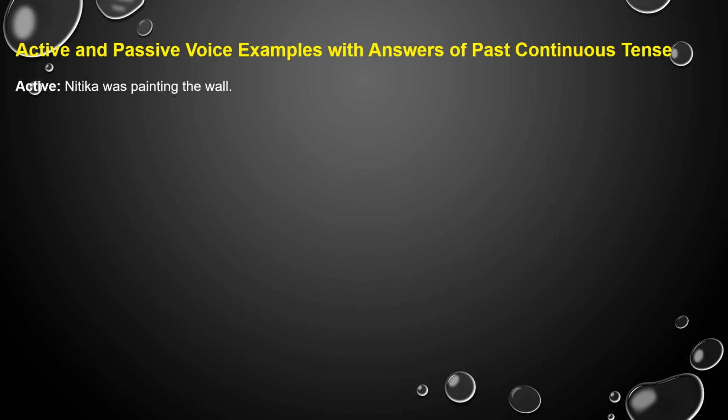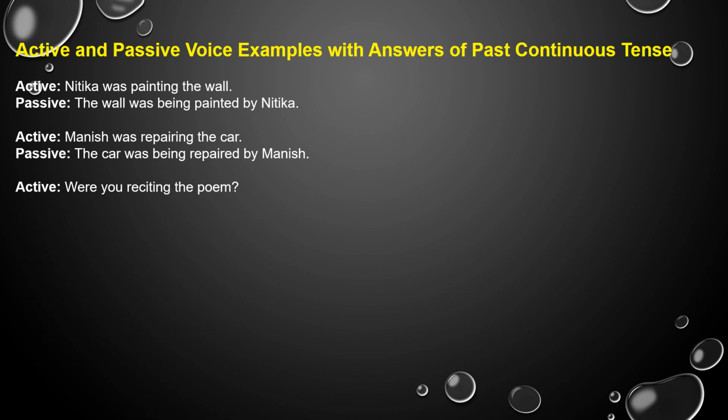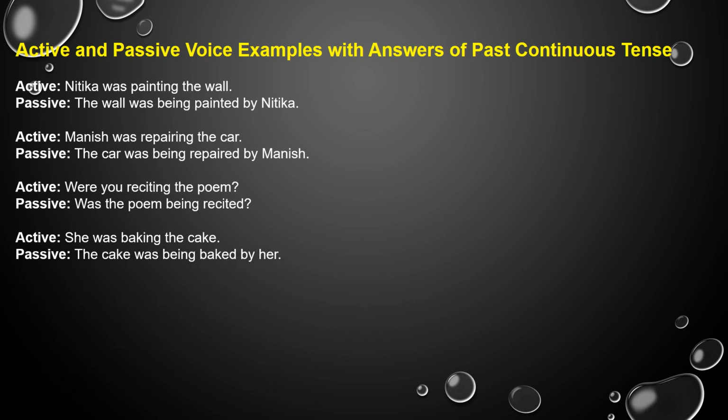Next, active voice. Passive: the wall was being painted by Nikita. Active voice: they were repairing the car. Their car was being repaired by Manisha. Active: you were reading the poem. The poem was being read by Rikita. Active voice: she was baking the cake. Passive voice: the cake was being baked by her.